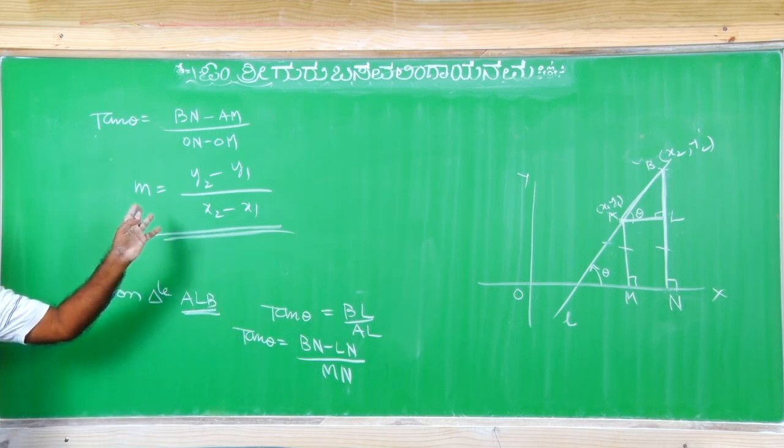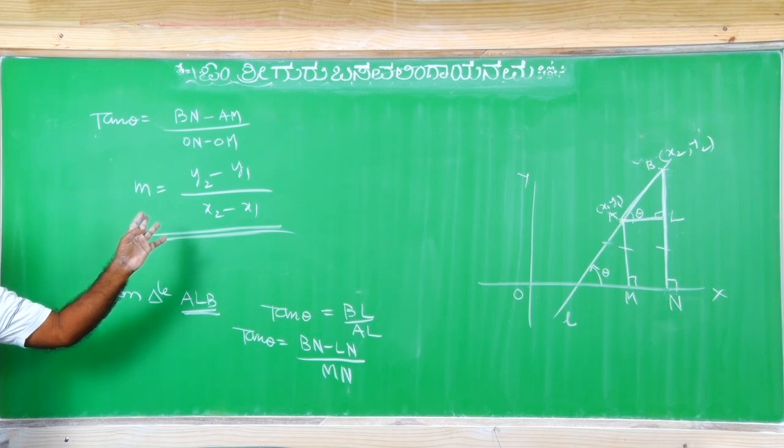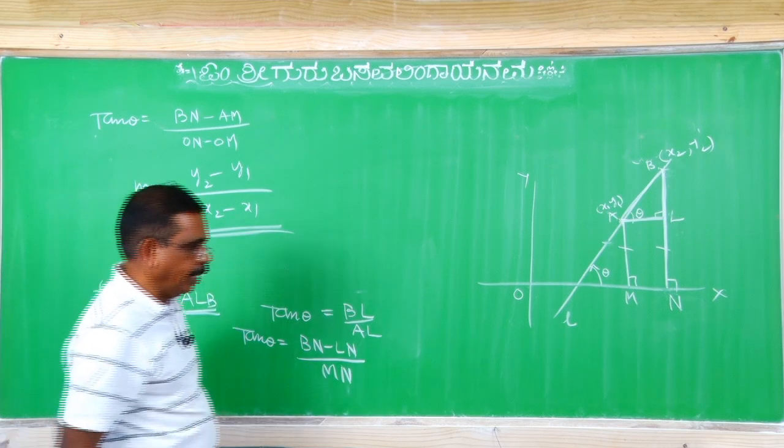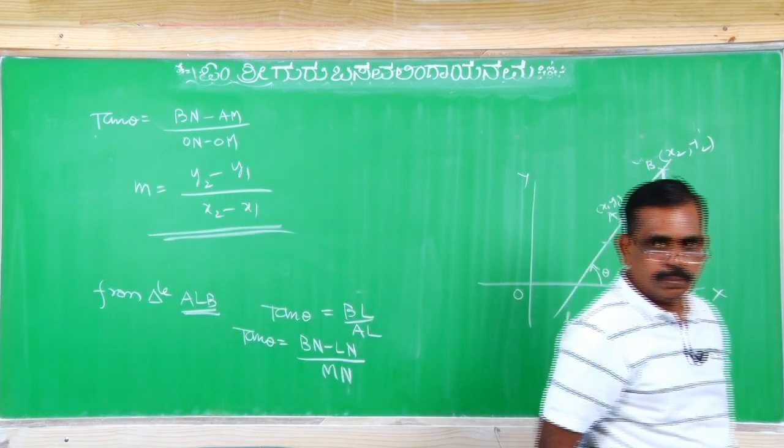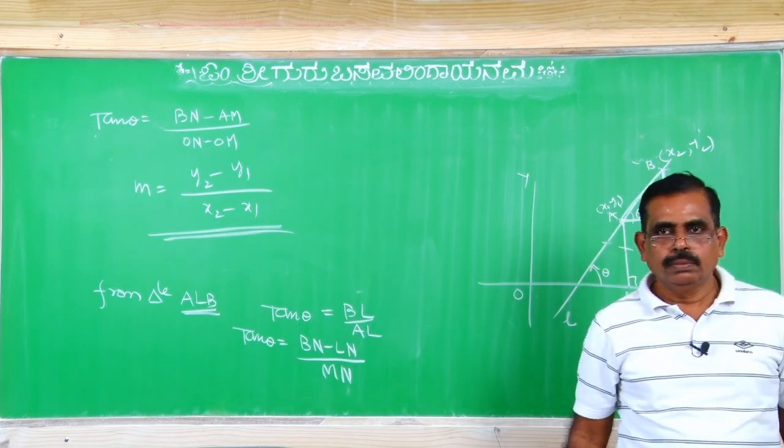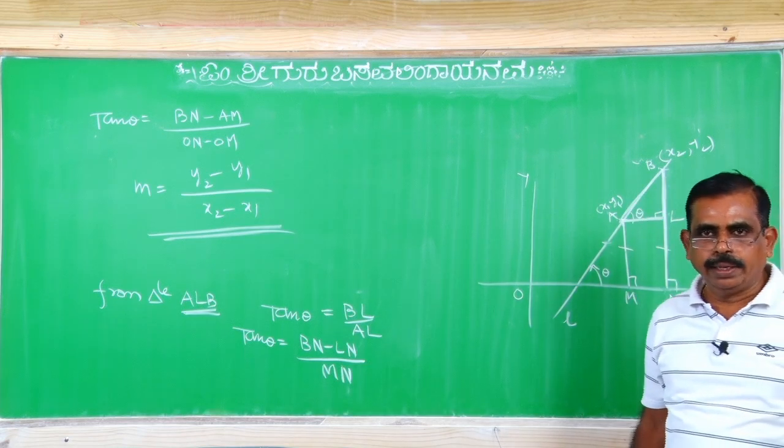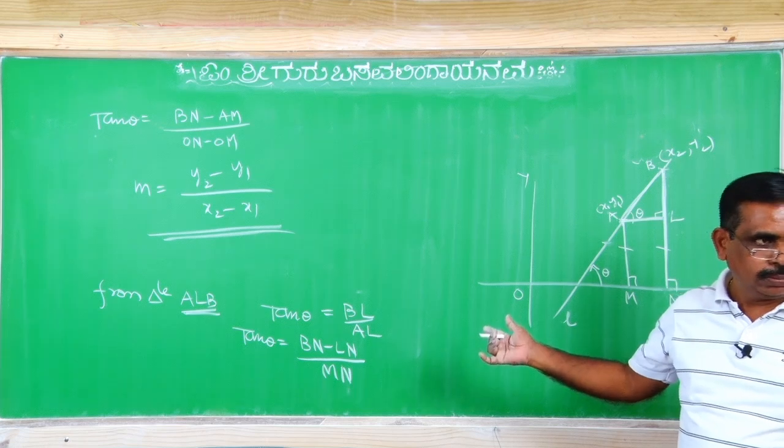Slope is equal to how much? y2 minus y1 by x2 minus x1. Write down, this is the theorem. Is it clear or not? Any doubt?